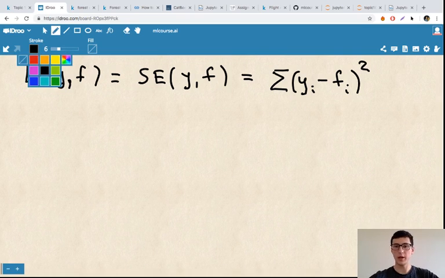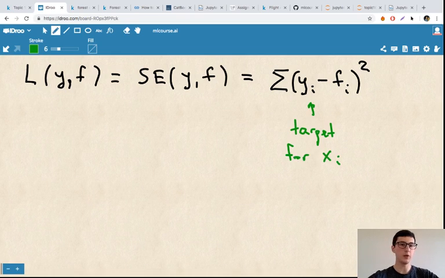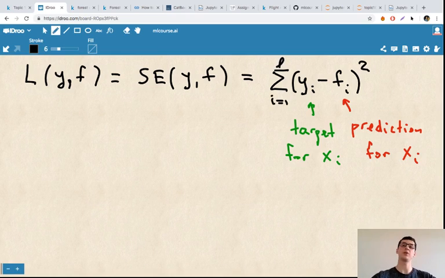Okay, so yi is the target for xi, and f(xi) is the prediction for xi. And i iterates from 1 to L, the number of instances in our training set.